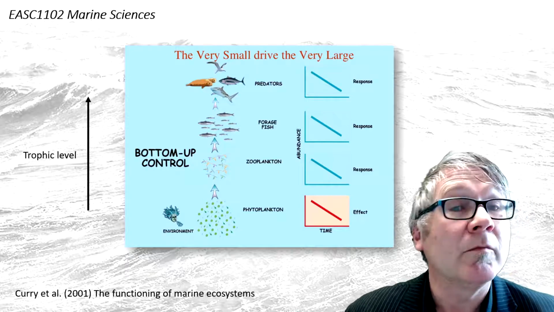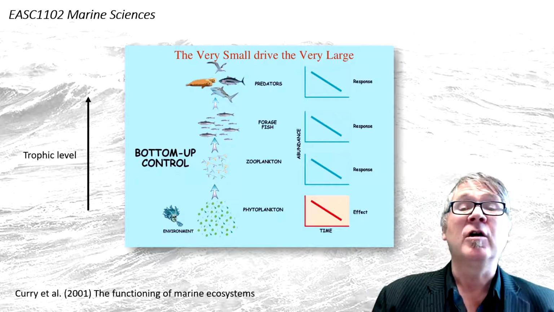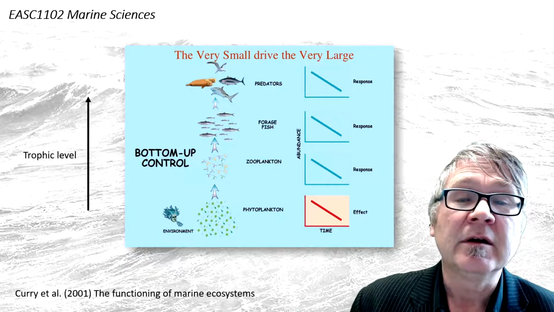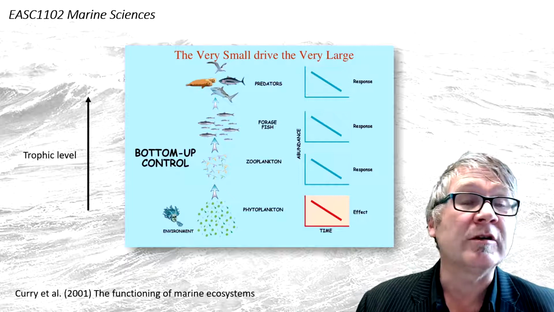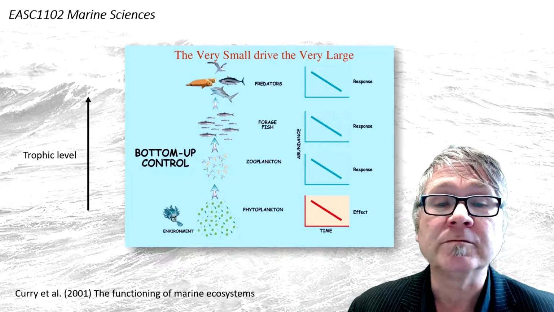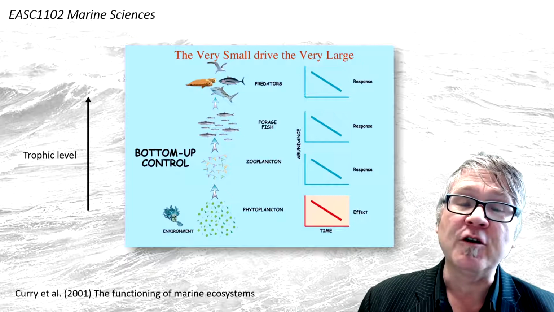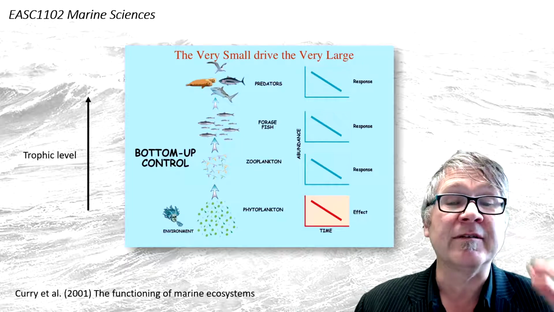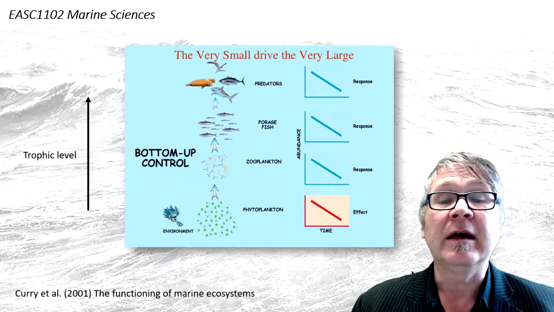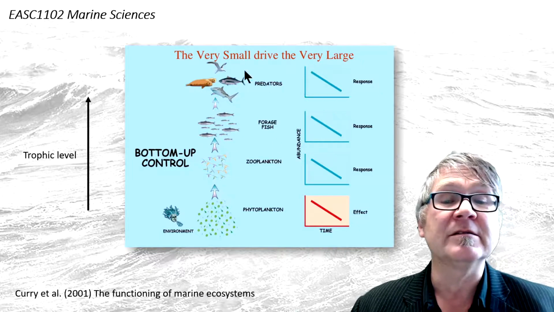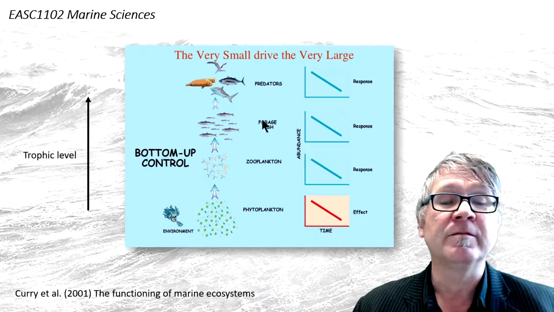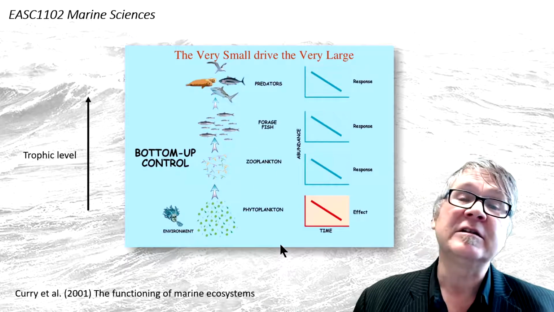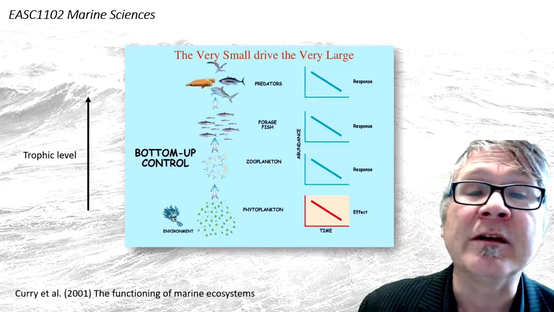Here we go. This is the first of these systems. It's called the bottom-up control. And bottom-up refers to the trophic levels. What you can see here are different levels, where at the top we have predators, and then we have forage fish, zooplankton and phytoplankton. These are the key species that are involved in marine food webs.